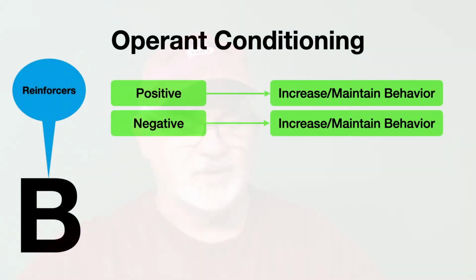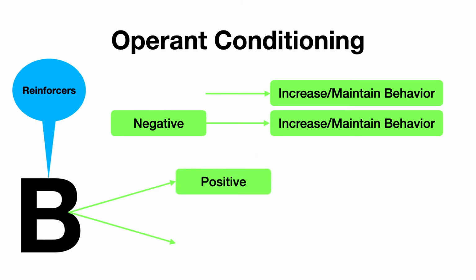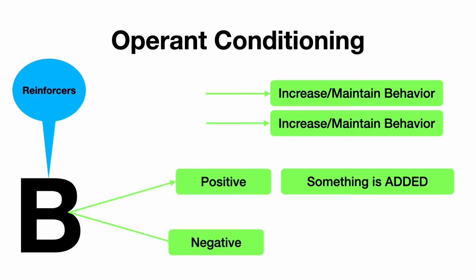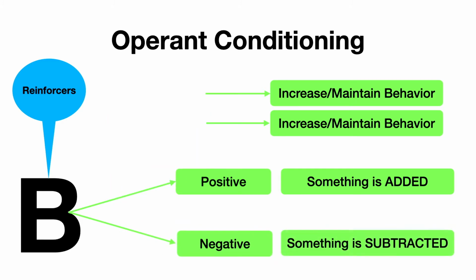What it refers to is the mathematical symbols of addition and subtraction. Positive reinforcers add something, negative reinforcers take something away. So we have this behavior, and if that behavior is followed by a positive reinforcer, something is added. When it's followed by a negative reinforcer, something is subtracted, something is taken away. And those consequences both increase the behavior that preceded it.